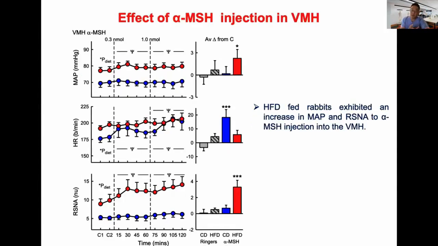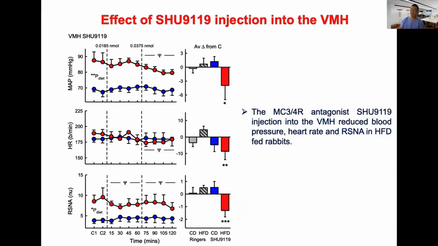Alternatively, when we gave more alpha MSH to stimulate this pathway, there was a marked increase in blood pressure and renal sympathetic nerve activity in the high-fat diet animals, but no change in the control diet apart from the heart rate. So we know that the alpha MSH pathway is also altered in these animals. Now, when we blocked this with the SHU9119, the results were similar to the leptin antagonist, where we saw a marked decrease in the blood pressure, heart rate, and sympathetic nerve activity.